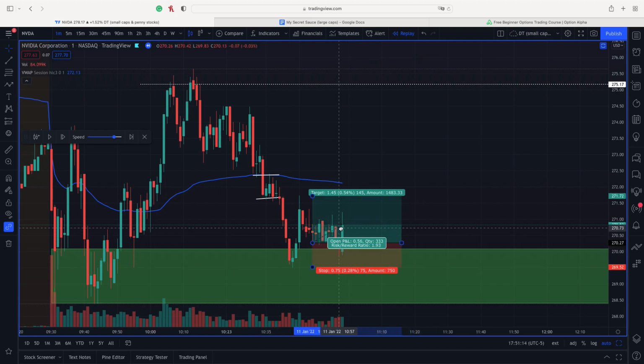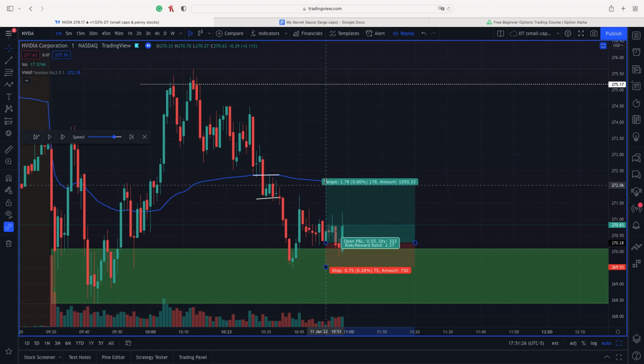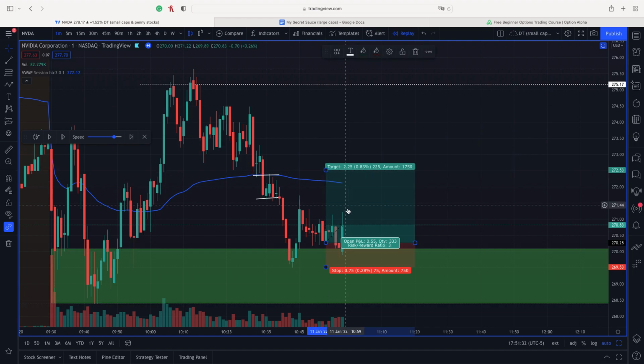I'm gonna put it here so it's a little bit easier. There we go. And let's say we're aiming for a 1 to 3 risk reward ratio. So we're risking 75 cents and we want to make a 3 to 1. Oh, right, sorry. So we're risking 75 cents and we want to make $2.25, right?